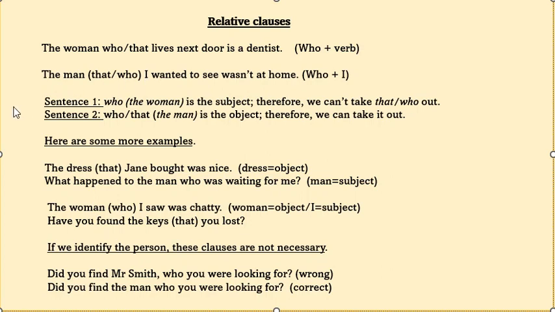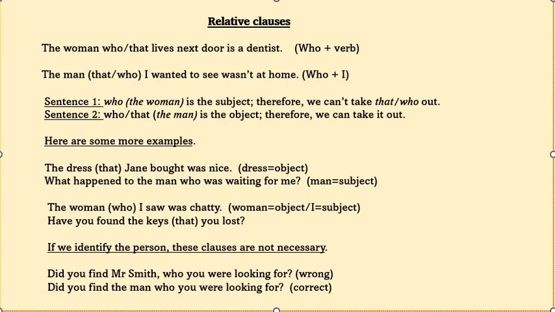So sentence 1, who, the woman, is the subject, therefore we can't take out that or who. Sentence 2, who, that, the man, is the object, therefore we can take it out. So remember, if we've got a subject pronoun there, you can't take it out.